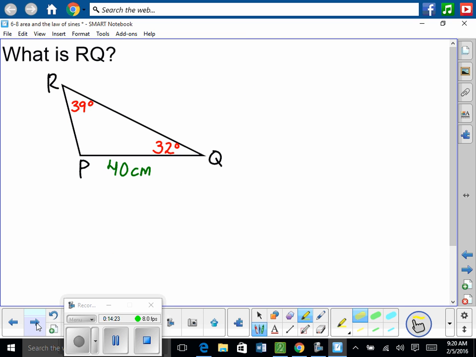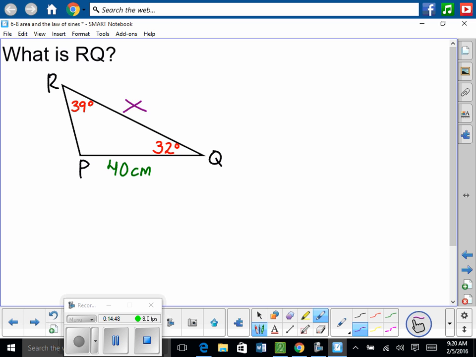So looking at this one, it says, what is RQ? So once again, you can use the law of sines to find angles and side lengths that are missing. So everybody, on my first example, I'm finding what is RQ. So I like to go ahead and put in an X on what I'm trying to find, because it just makes it easier than writing RQ in my equation. So I'm trying to find X, which is right here, right? Does everybody see that?